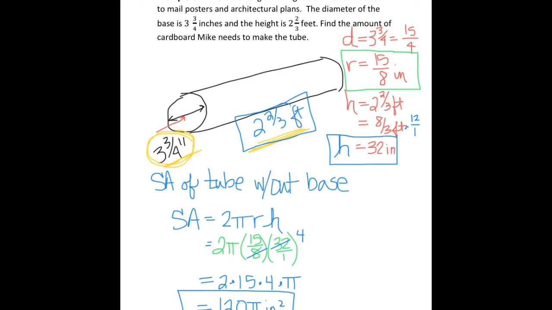Now, if they asked you to give your answer to the nearest tenth, then you would multiply through by pi. And in geometry, we use the pi button. We do not use the approximation 3.14. You need to use the pi button on your calculator, okay?